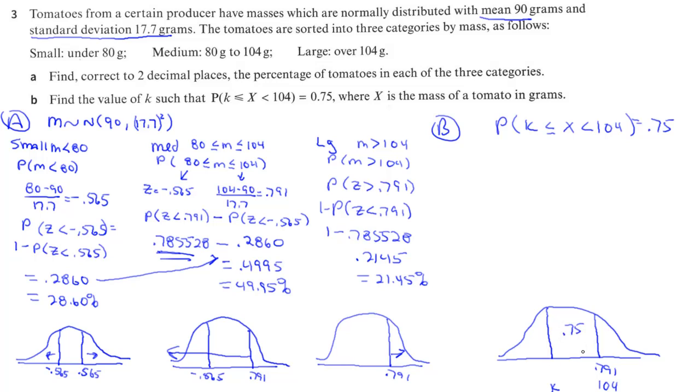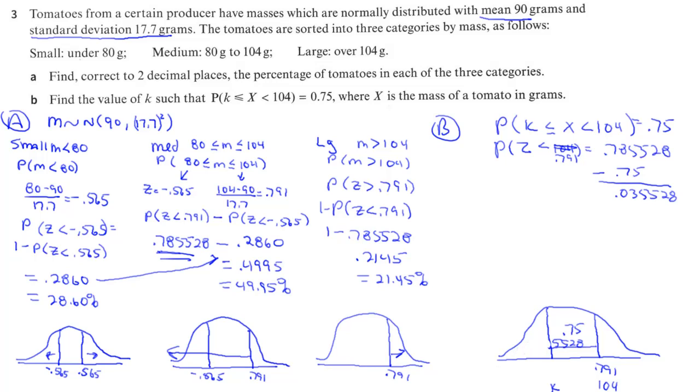And we know that between these is 0.75. Now, we've already figured out what's below 0.791, or 104: it's 0.785528. That's going to be below it. So what I need is this area below K. If I take the 0.785528 and then subtract the 0.75, that's going to give me this area on the end, which is going to end up being 0.035528.